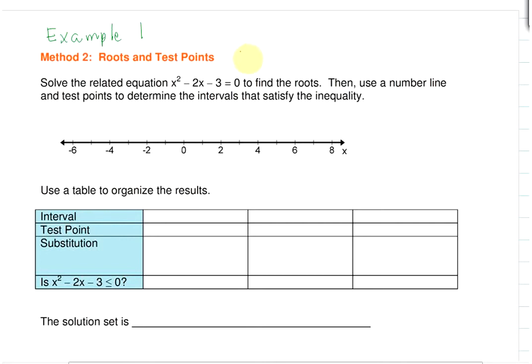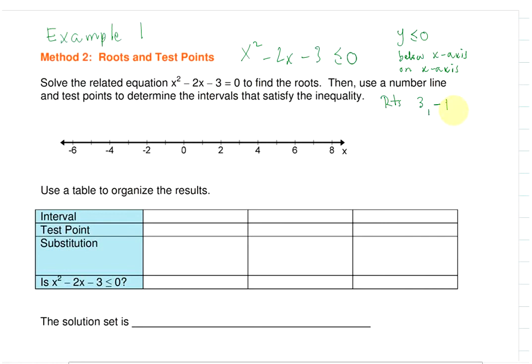Okay, so our inequality that we're looking at is x squared minus 2x minus 3 is less than or equal to 0. So we are looking for where y is less than or equal to 0, so that means below the x-axis and on the x-axis. Okay, so we already know our roots from the previous question because we've already factored it. So I'm just going to remind you that our roots are at 3 and -1.